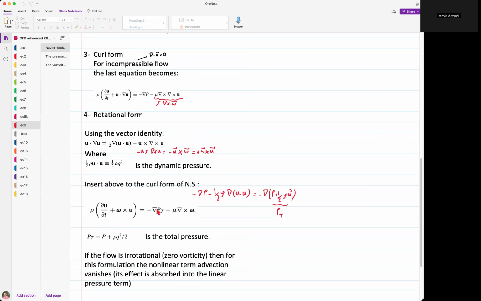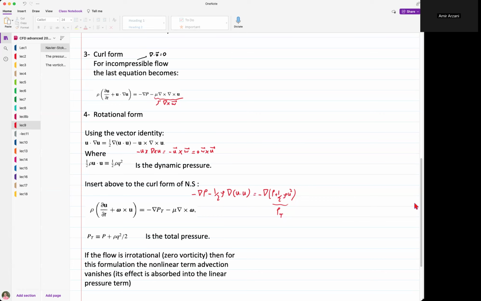And then for the pressure, we now get a new pressure that we call total pressure, which is our old pressure plus this dynamic pressure added up. So now this form is interesting because it shows you the link between vorticity and velocity in the nonlinear phenomena in fluid flow. It can show you how vorticity is appearing here. And also, perhaps from a numerical point of view, the interesting feature is that if the flow is irrotational, you have zero vorticity, then for this formulation, the nonlinear advection term basically vanishes. And its effect is absorbed into this new modified total pressure.